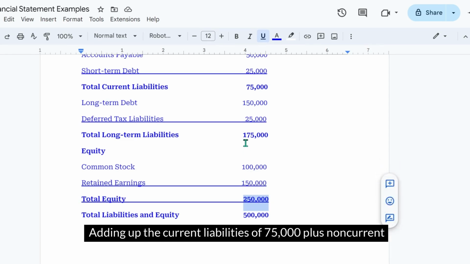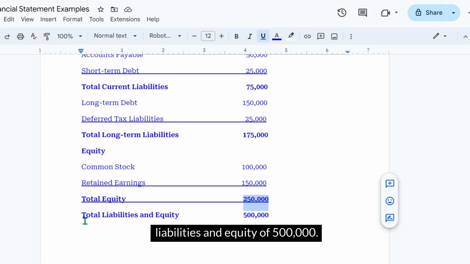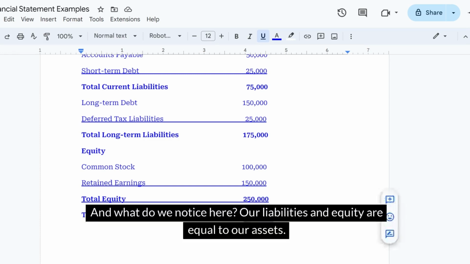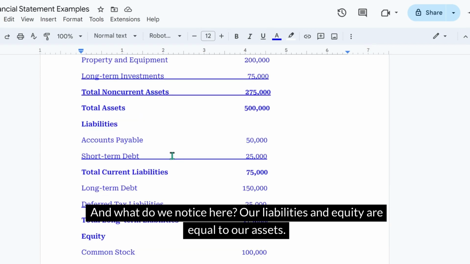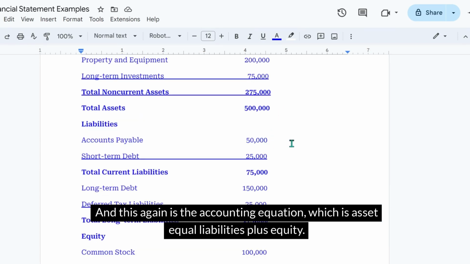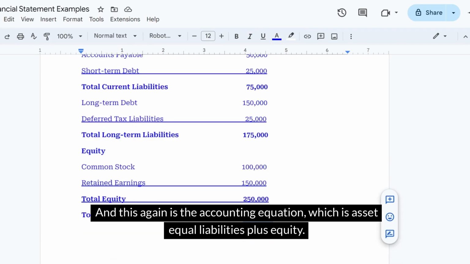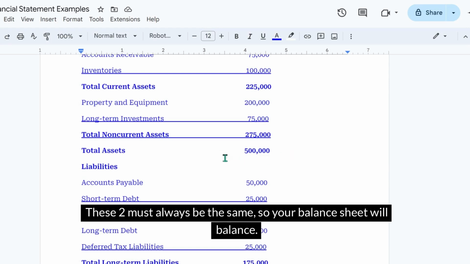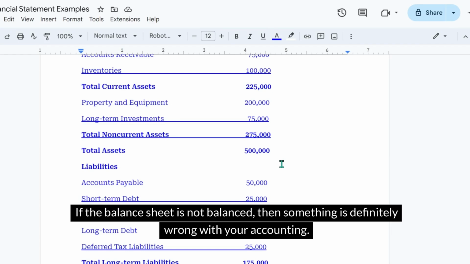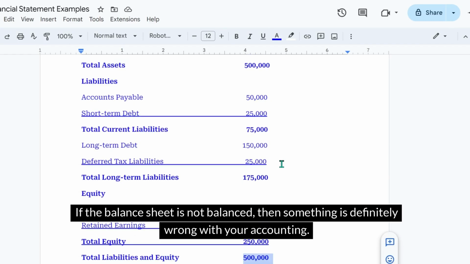Adding up the current liabilities of 75,000 plus non-current liabilities of 175,000 plus equity of 250,000 gives us total liabilities and equity of 500,000. And what do we notice here? Our liabilities and equity are equal to our assets. And this again is the accounting equation, which is assets equal liabilities plus equity. These two must always be the same, so your balance sheet will balance. If the balance sheet is not balanced, then something is definitely wrong with your accounting.